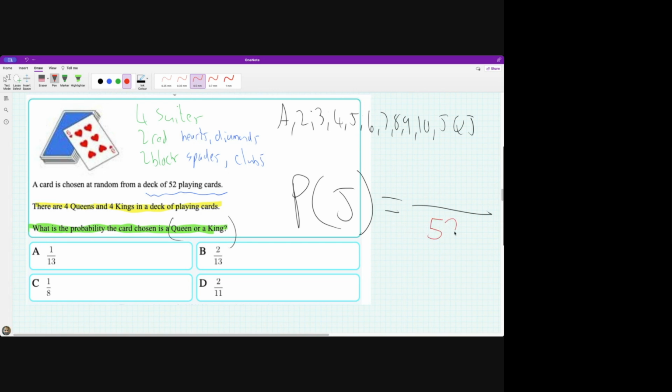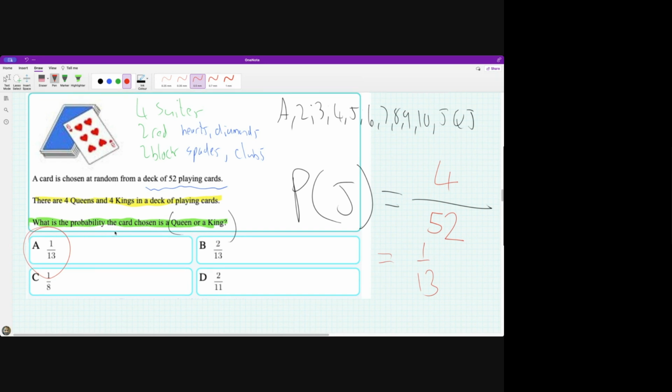So there are 52 still as a choice, but this time a favorable outcome is not a king or queen, it's just a jack. How many jacks are there? There are 4, and that is equivalent to 1 out of 13. So the answer is A. All right, we've got that.